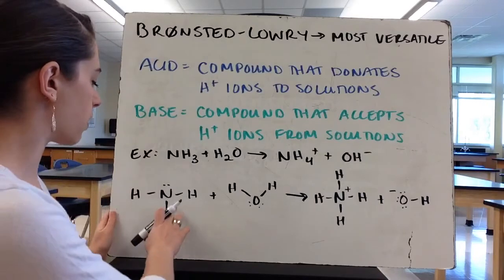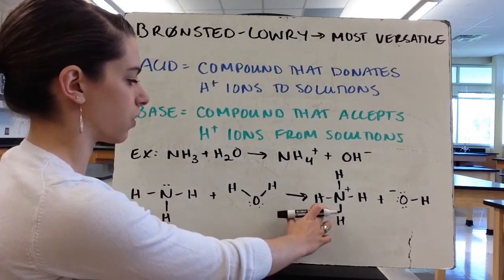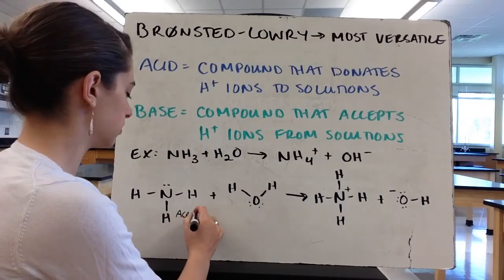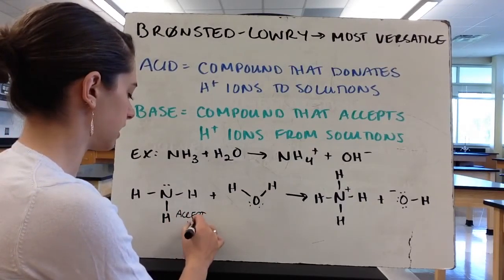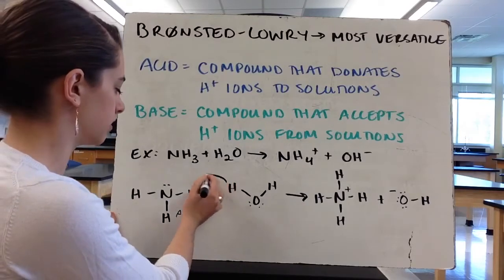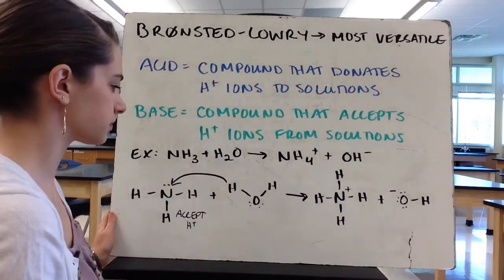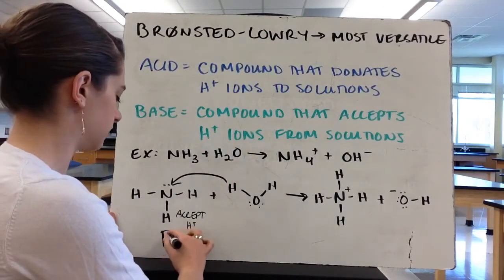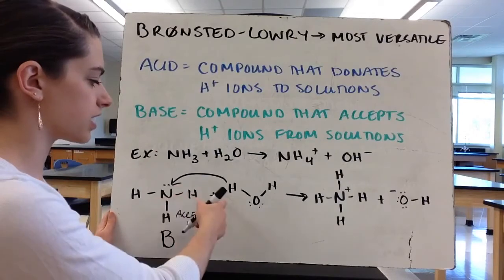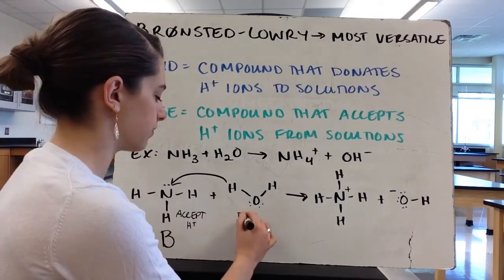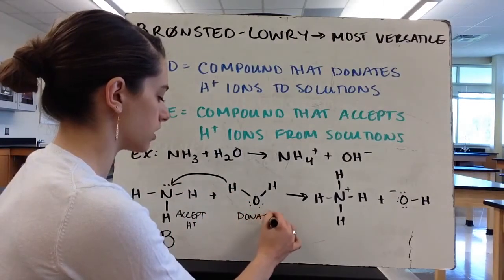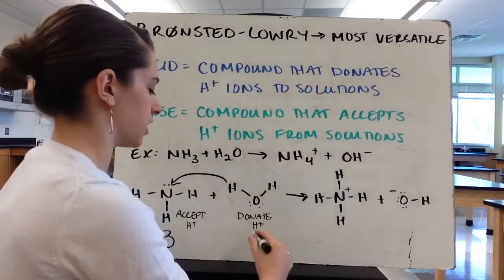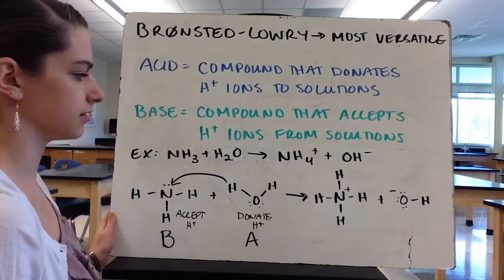Well, in order for NH3 to turn into NH4+, the NH3 needed to accept an H+, and it's actually going to get it from the water. If it's accepting a hydrogen, that means it's going to be the base. And where did that hydrogen come from? Well, that hydrogen came from our water. Since the water donated the H+, that makes it the acid.